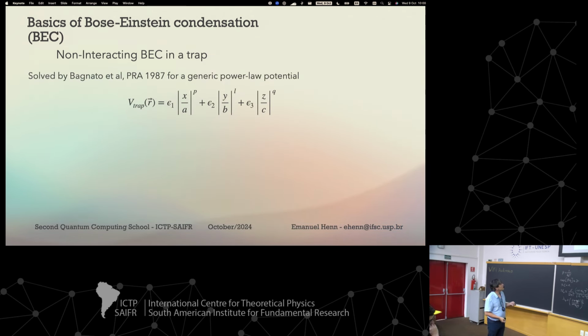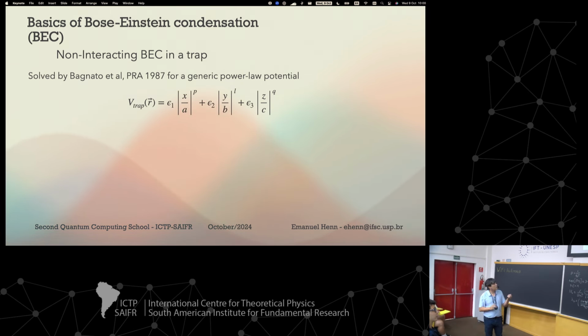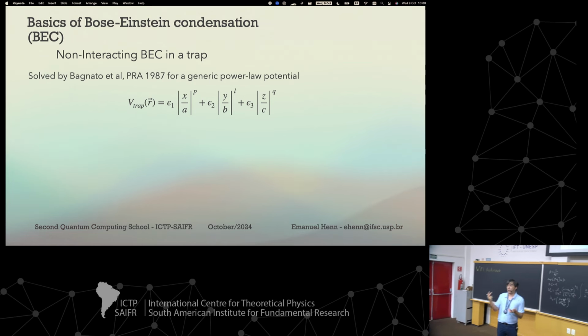And this problem has been solved by Professor Bagnato, a professor at the Institute of Physics in São Carlos, in 1987, not 1987. I was alive, Celso also, but I don't know if any of you. And he solved this for a generic power law trap. So this is a very, very beautiful paper that one can really follow from the beginning to the end. And this is a power law trap. So if you substitute these numbers, E1, E2, E3, P, L, Q, A, B, C, by the proper numbers, you get harmonic trap, 1D, 2D, 3D, you get the box, you get a linear trap, you get whatever you like.